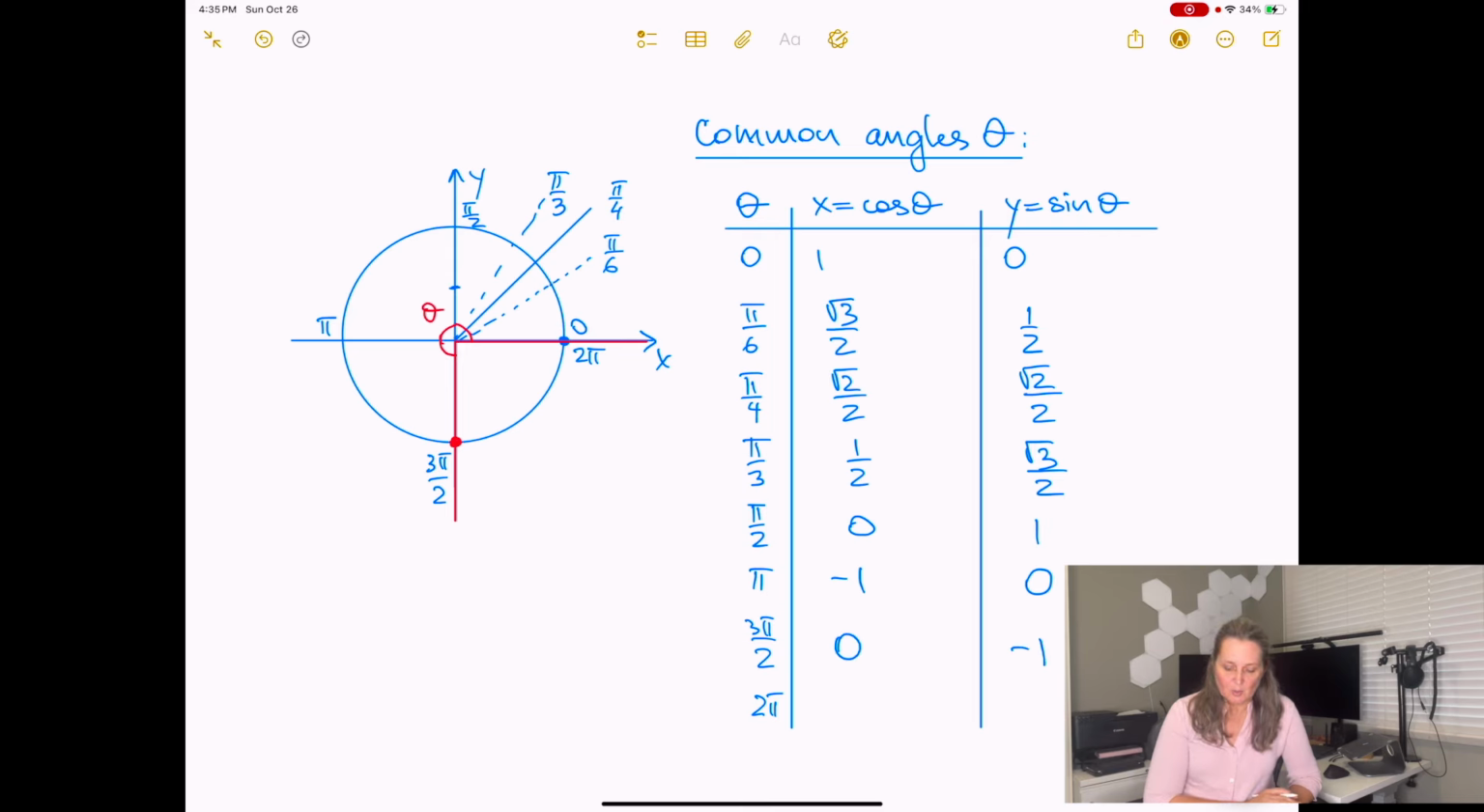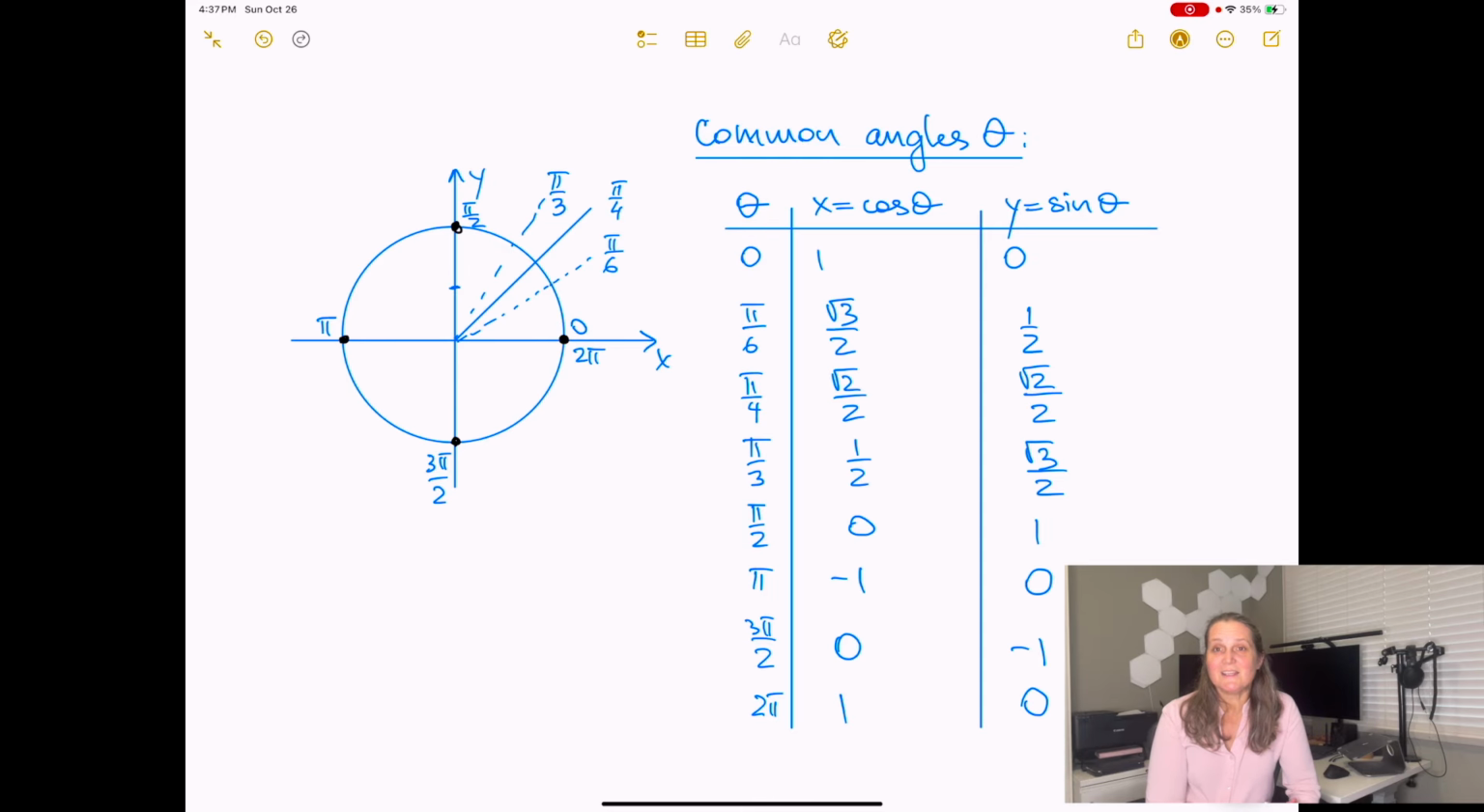This means that cosine of 3 pi over 2 is equal to 0, while sine of 3 pi over 2 is equal to -1. When theta is equal to 2 pi, we went a full revolution around the unit circle, and now we're standing at the point with the xy coordinates equal to 1, 0, which means that cosine of 2 pi is equal to 1, while sine of 2 pi is equal to 0.